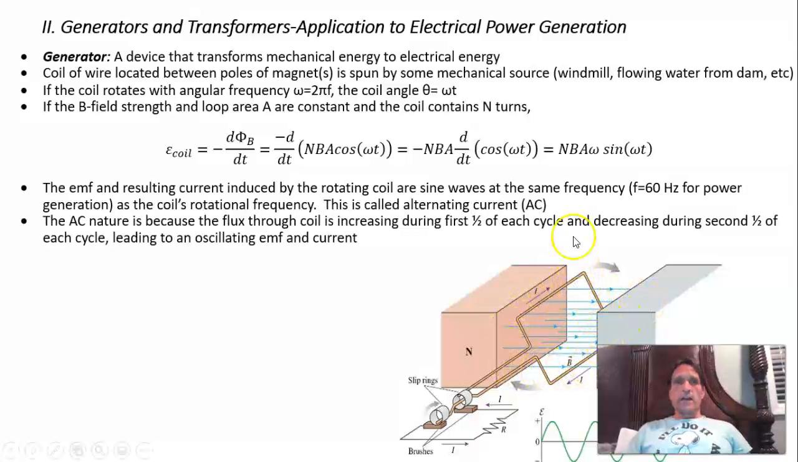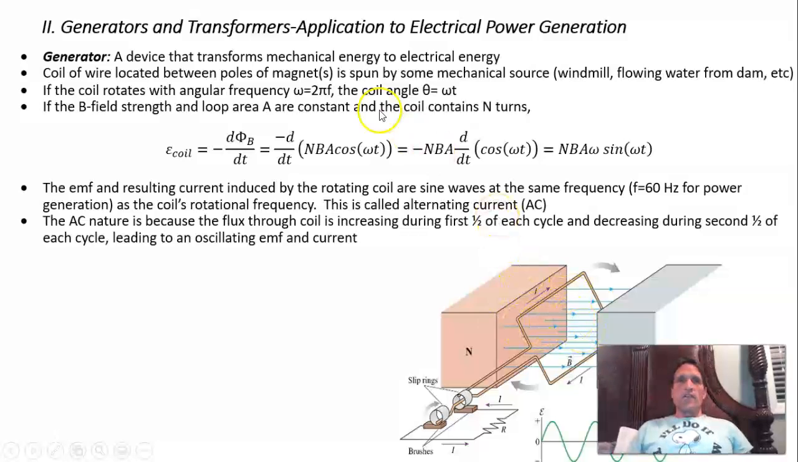And if you turn the coil, for example, if the coil is spun by some mechanical source, like a windmill that turns this coil, or flowing water from a dam that turns the coil, what that does is it rotates the coil, and then the angle of the coil with respect to the magnetic field changes with time.